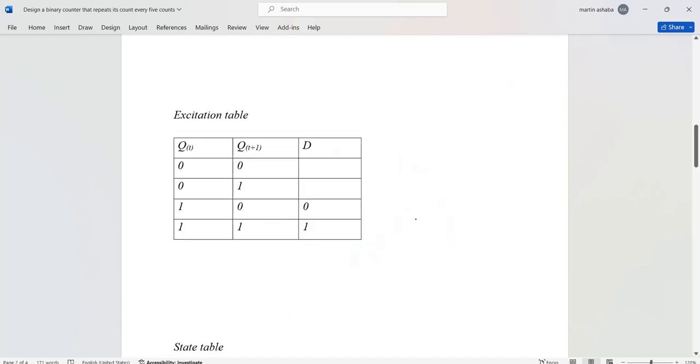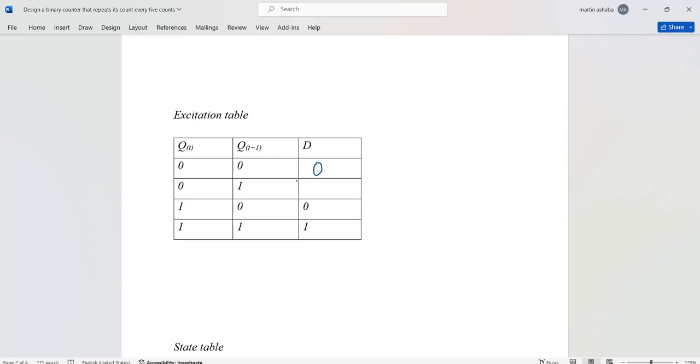So another thing that we need is the excitation table. The excitation table is going to tell you what is happening on the present state, what is happening on the next state, and what is going to be the input to D of the flip-flop. So if, for example, we have the current state being low and we want the next state to be low, obviously what we are going to put to D is going to be low, because this D depends on the next state.